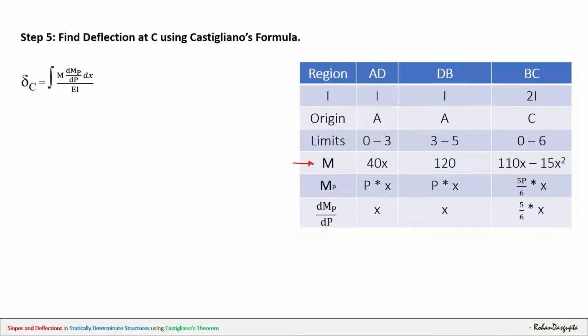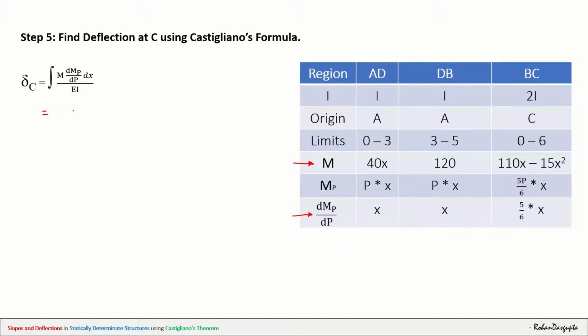So all values of M we are going to take from this row. And the next term, dm by dp, is that row. These are the two rows from where we are going to take the values. Let's see one by one. We have to do this region by region and add it.